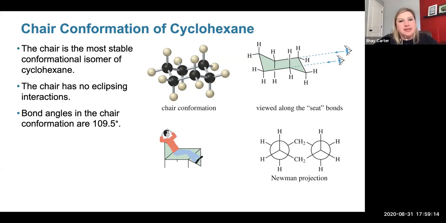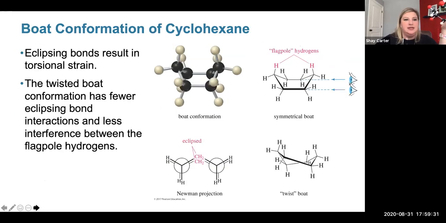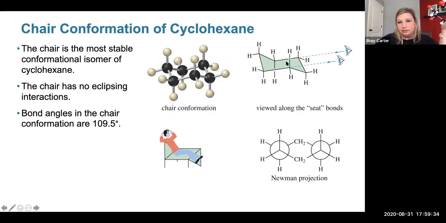Okay? This is the most stable conformation of cyclohexane because the chair ends up having no eclipsing interactions. The bond angles in the chair conformation are 109.5 degrees, and it's the most stable conformational isomer of cyclohexane. We draw it like this, okay, with one carbon up, and the more you can practice drawing it this way, the better. And then all of these angles of the hydrogens are important, and we're going to talk about how some of them stick straight up toward the sky and some of them stick out.